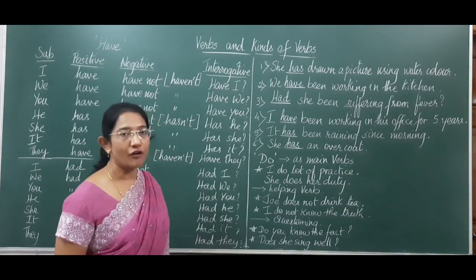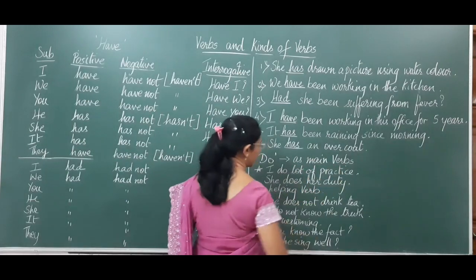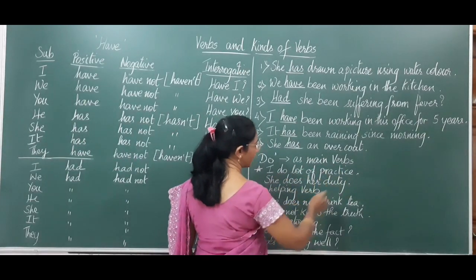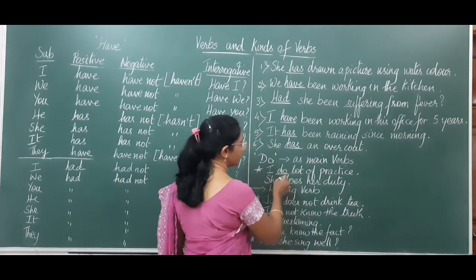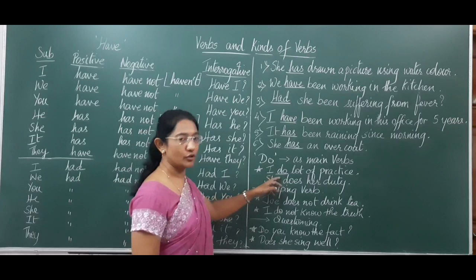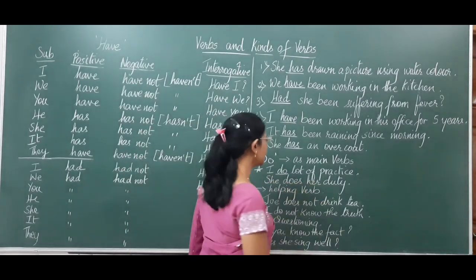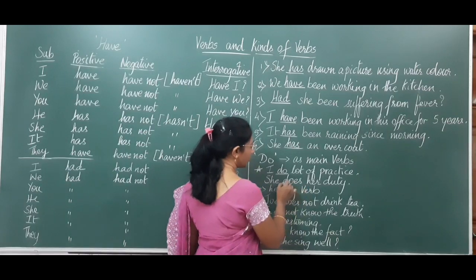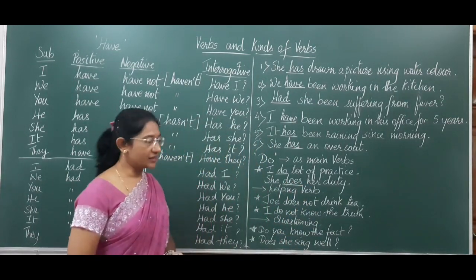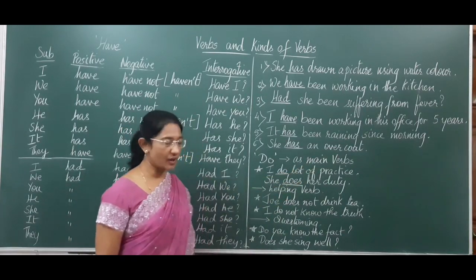Next, do, primary auxiliaries. The usage of do verbs. Do used as a main verb. I do lot of practice. So here there is no other action word except do. Next you see she does her duty. So does tells about her duty. So it is an action word used as a main verb.